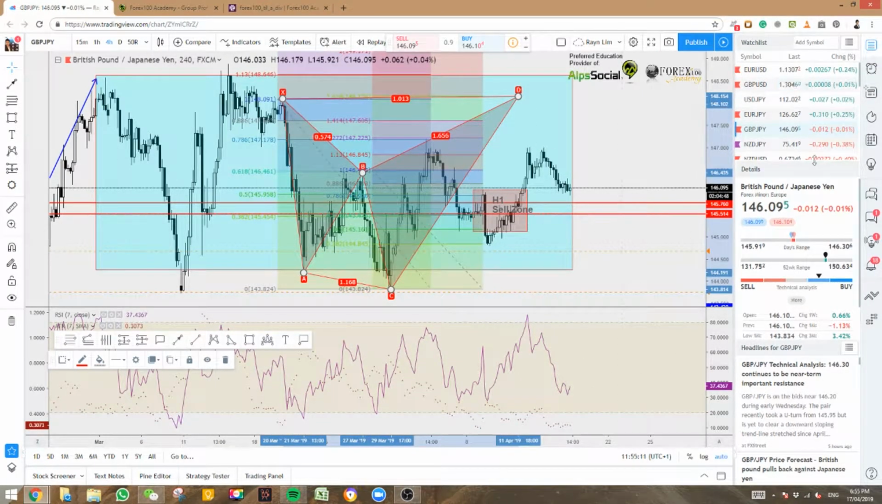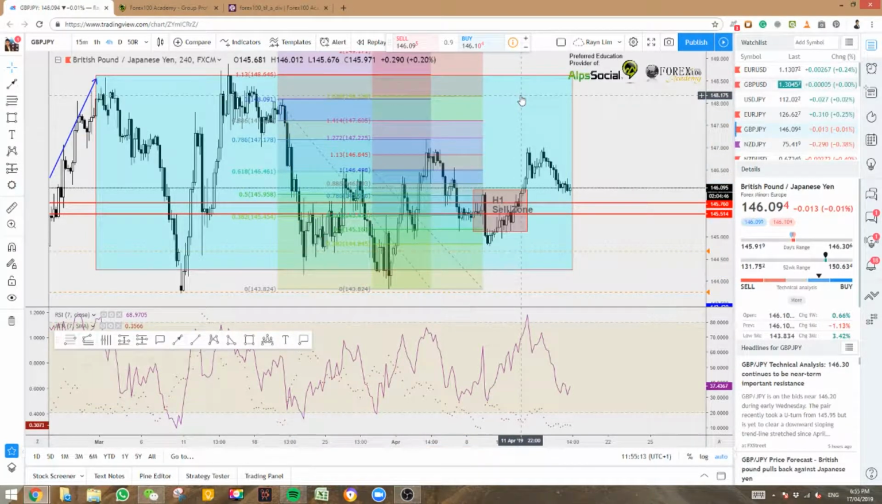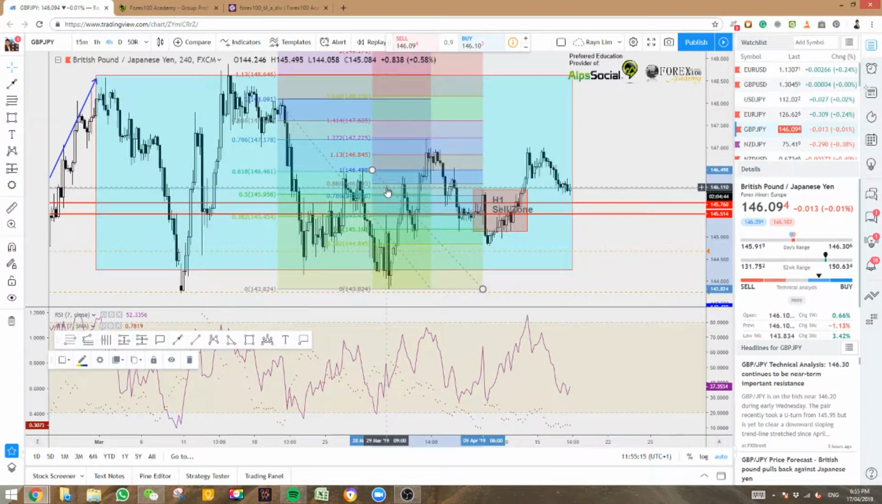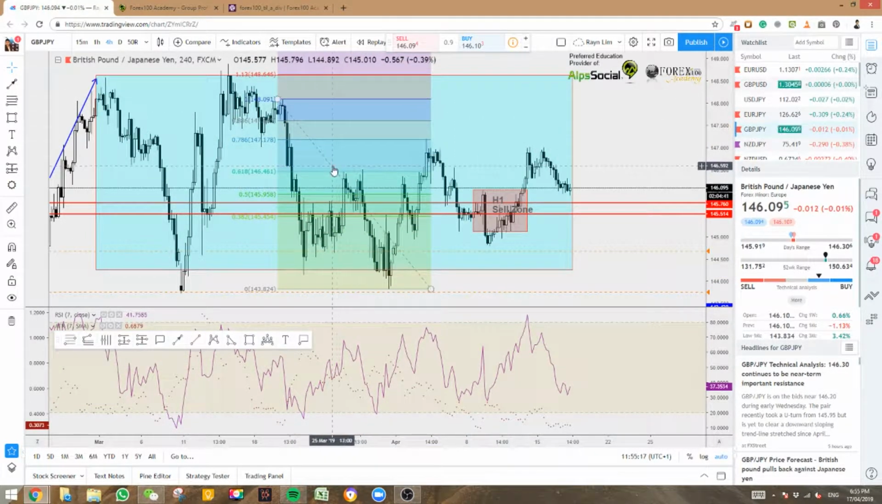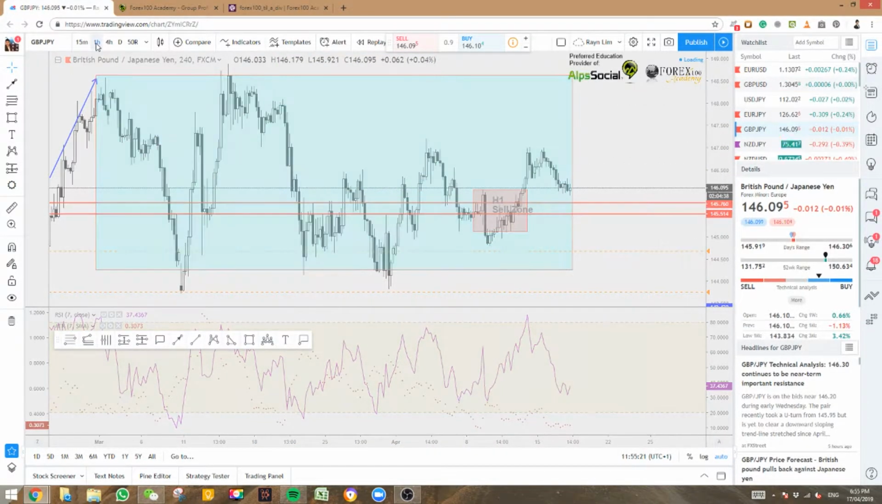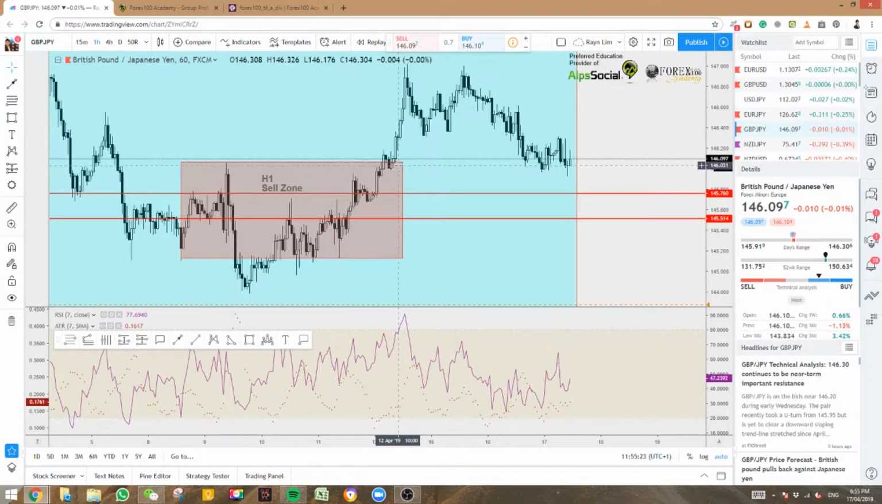Alright, but because it hovers too long, this entire formation is invalid for me. I am very strict with the number of candles and the occurrence. Alright, so head to the 1 hour chart. This was a sell zone, invalid.